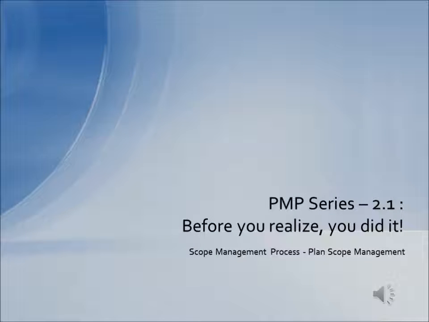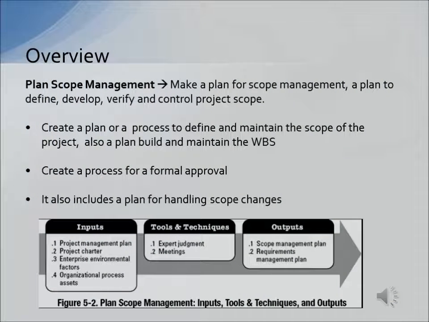In this episode of PMP Series, we will be discussing the first scope management process called plan scope management. Plan scope management is about making a plan for scope management. It includes a plan to define and maintain the scope of the project. In addition to this, we create a process for a formal approval and a plan for handling the scope changes.